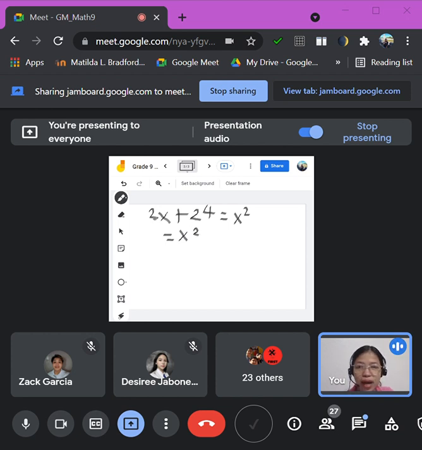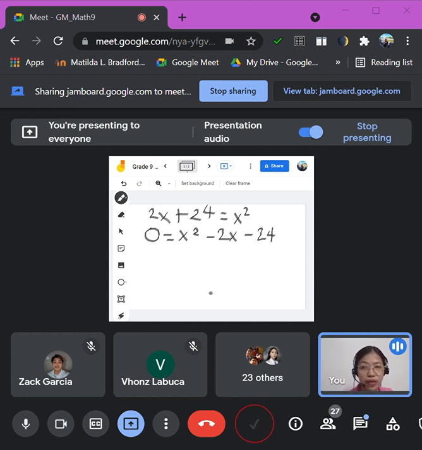And then what will happen to negative 2x? Negative. Very good. Negative 2x. How about positive 24? Unsay mahitabo niya? Negative gihapon. Very good. So, na siya and then equate to 0. So, you have there 0 is equals to x squared minus 2x minus 24.